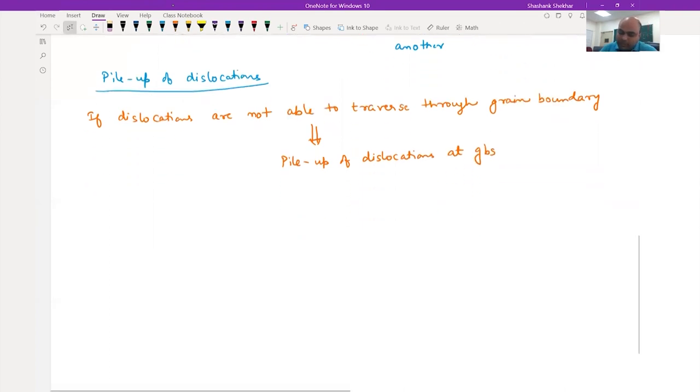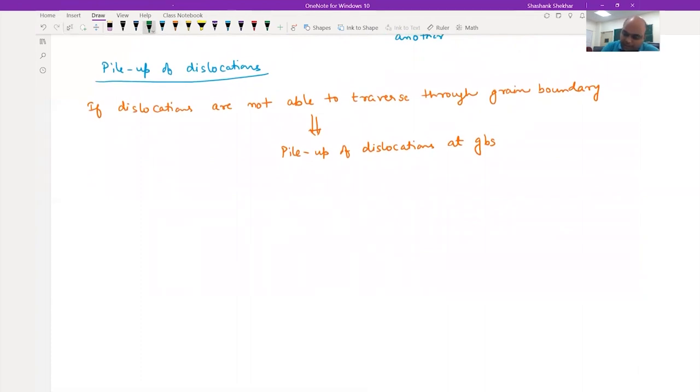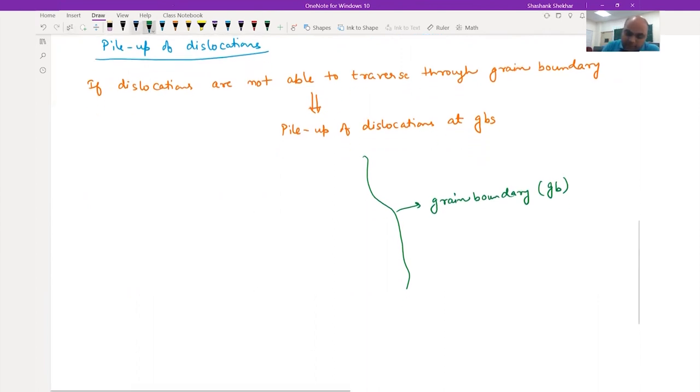So what is happening? A dislocation is coming. So let me draw a grain boundary here. So suppose you have a grain boundary. So this is your grain boundary. So I will write GB for grain boundary. Okay. So you have a GB here and then a slip plane.